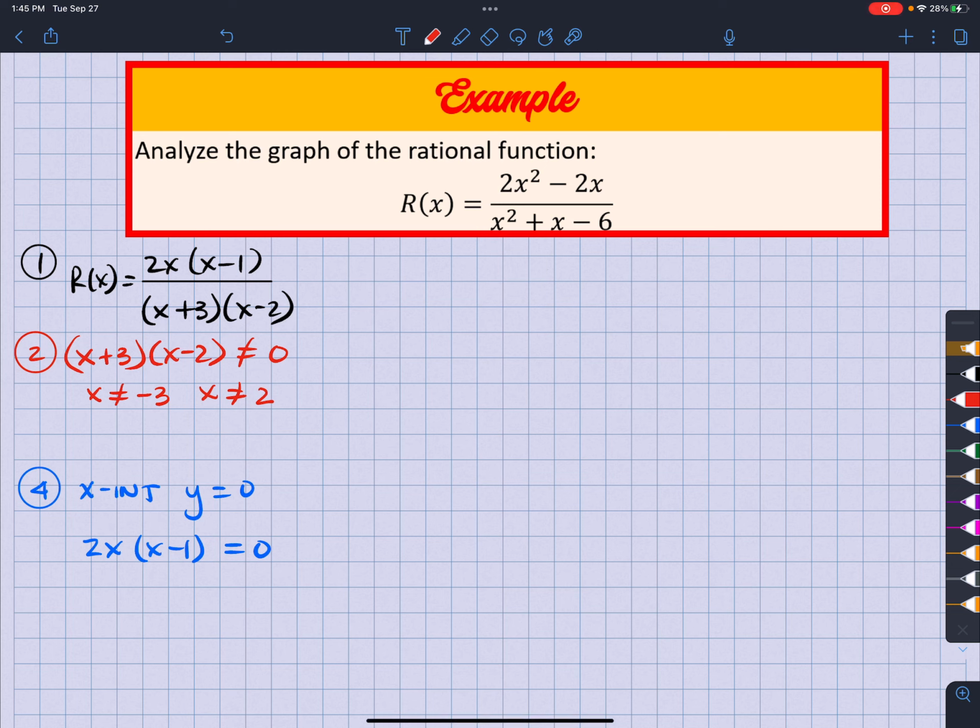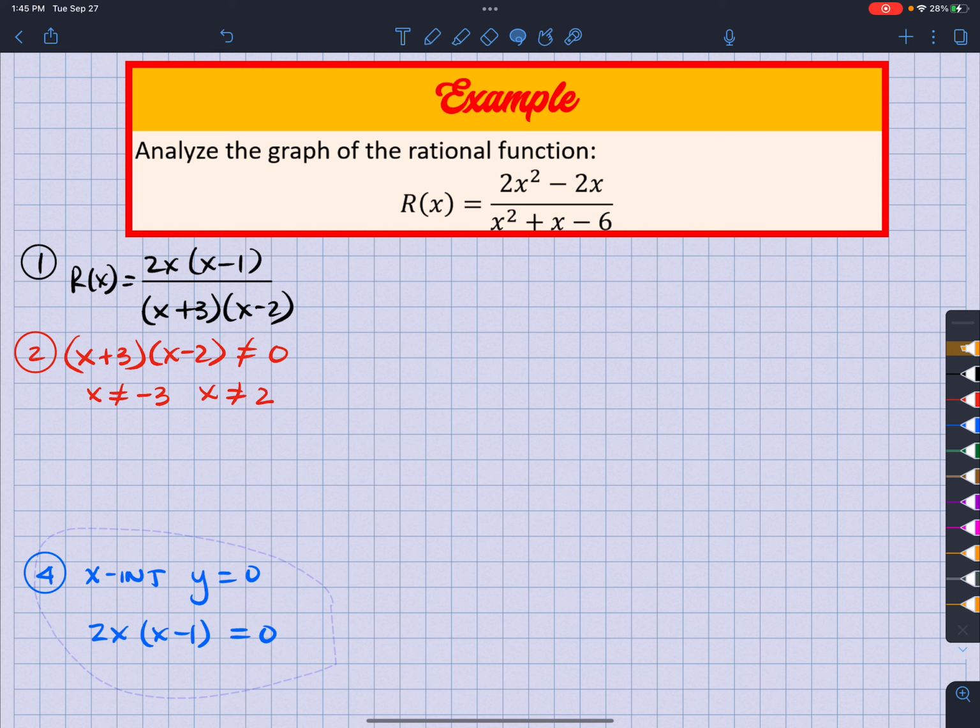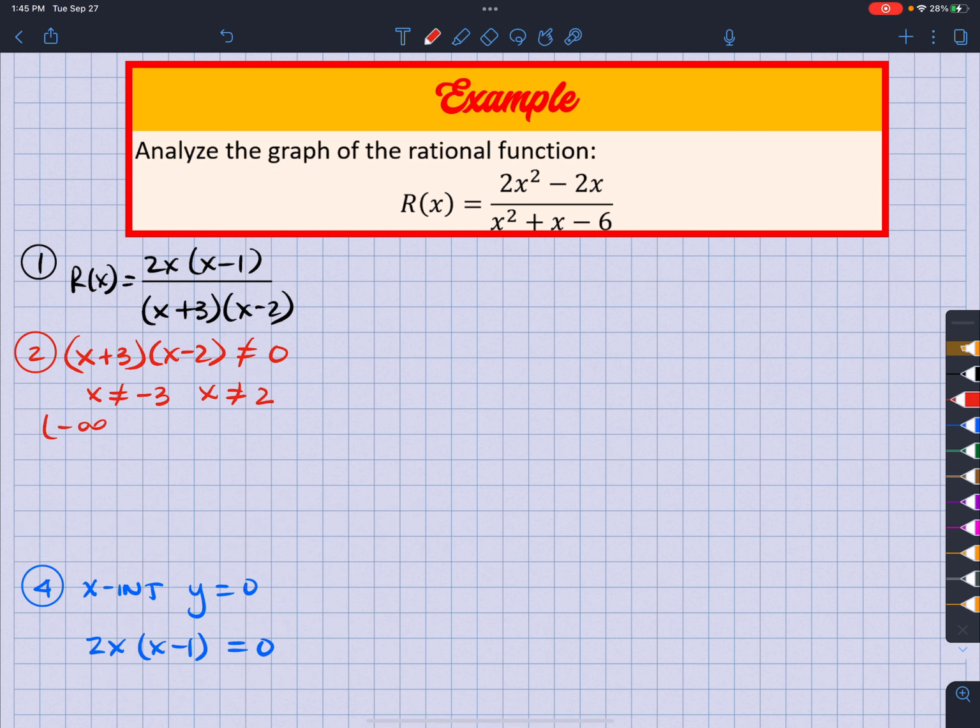That is my domain. So if I was to write this in interval form, it would be negative infinity to negative 3, not touching negative 3, negative 3 to 2, and then 2 to infinity.